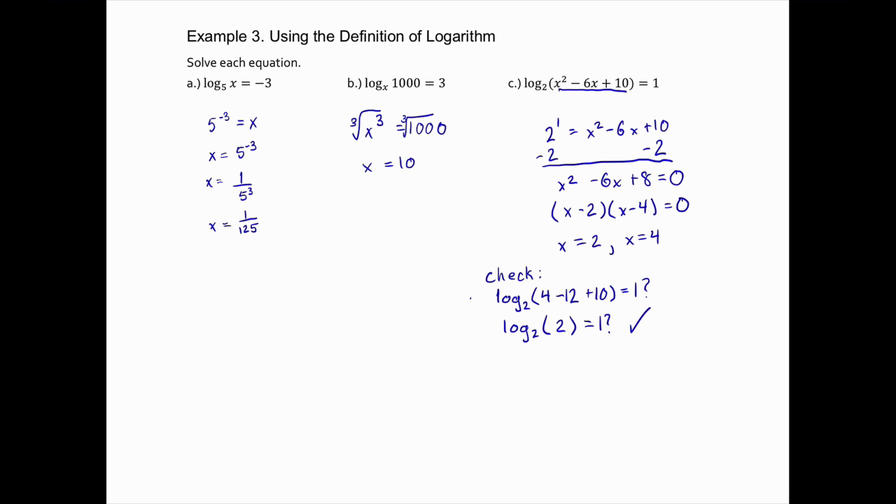So that right there was our check of 2. And now let's check 4. So we have log base 2 of this quantity right here. 4 squared is 16. Minus 6 times 4 is minus 24. Then we add 10, and we have to decide, is this equal to 1? So we have 16 plus 10, which is 26, minus 24 is 2. So again, we have log base 2 of 2, and we have to decide, is that equal to 1? Well, indeed it is, and we'll now look at the next example.